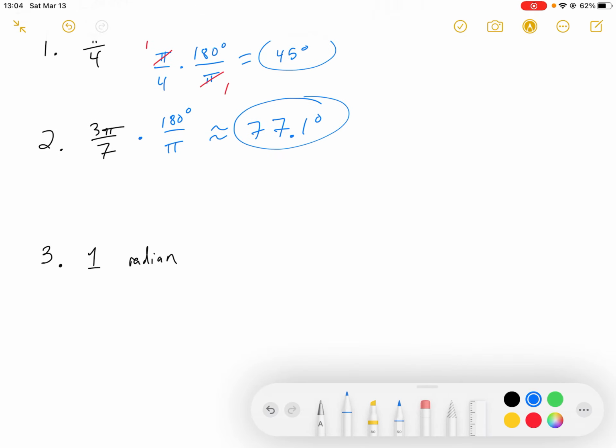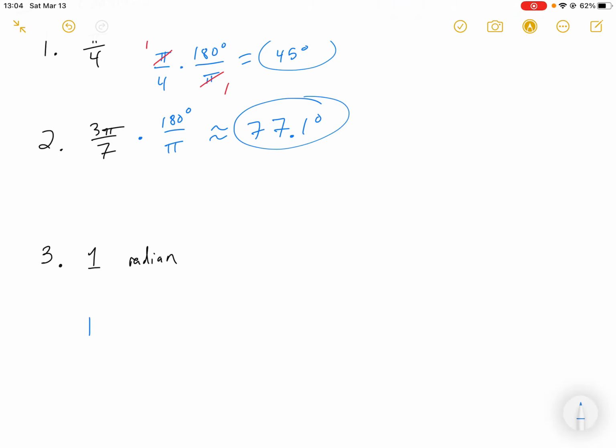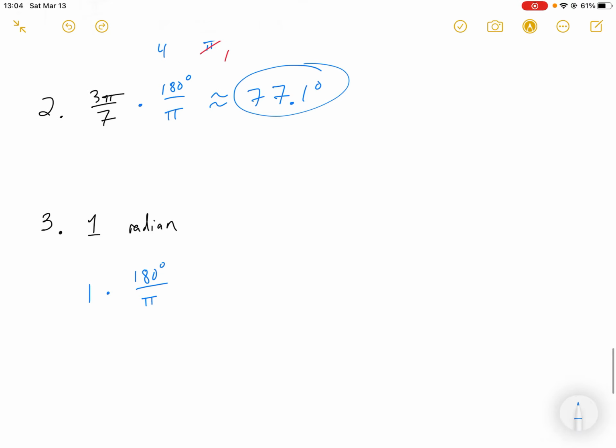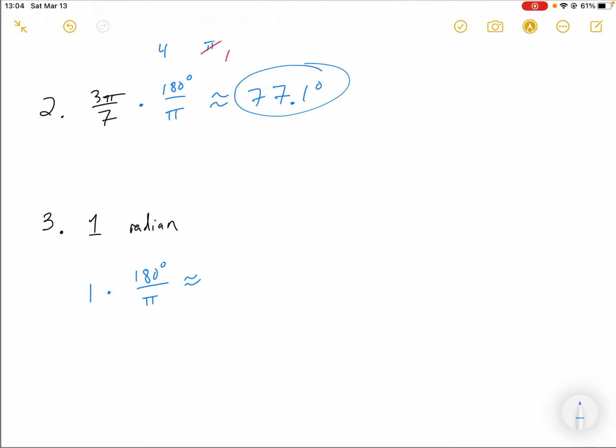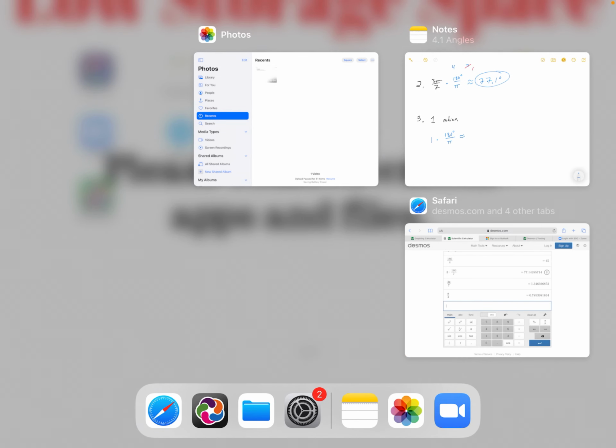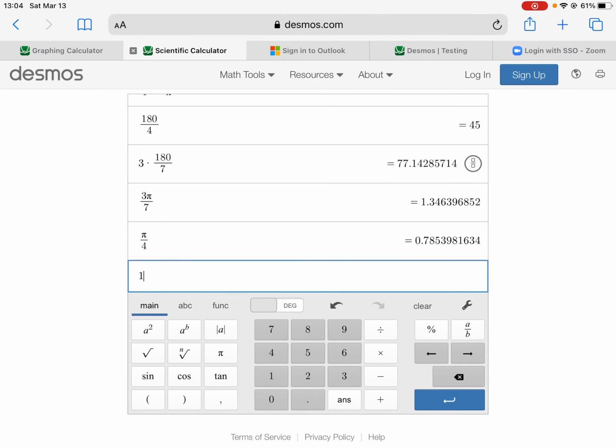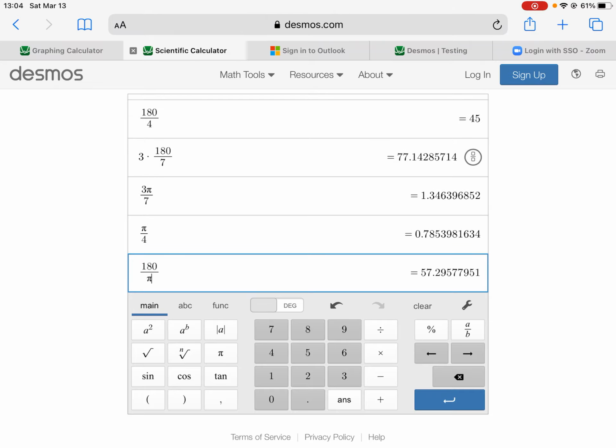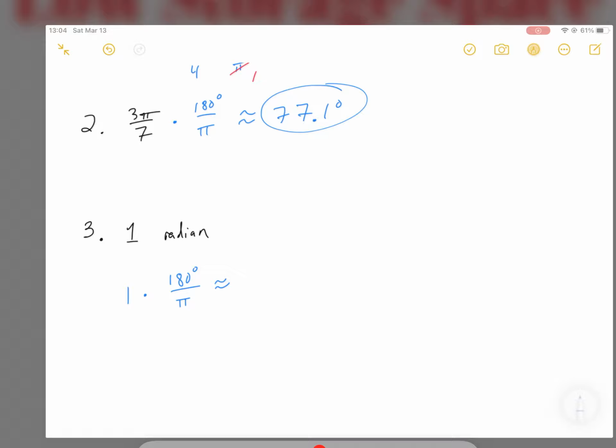All right, let's go ahead and do this. So I'm going to take 1, and I'm going to multiply by 180 degrees over pi. Notice I'm leaving off the radian unit measure. That's because, like I said before, radians is not really a unit. It's more of a ratio. So let's just do 1 times 180 over pi. I end up with 57.3.